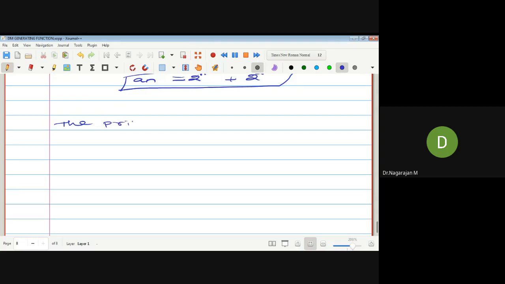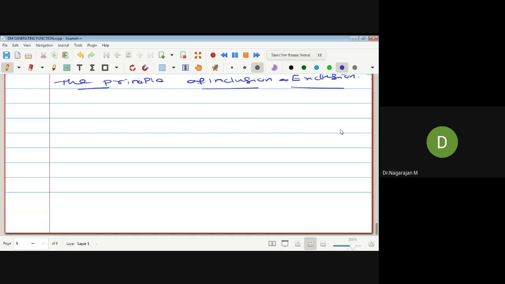So what is getting here? Principle of inclusion and exclusion concept. Inclusion and exclusion concept. Suppose A and B are two finite sets.